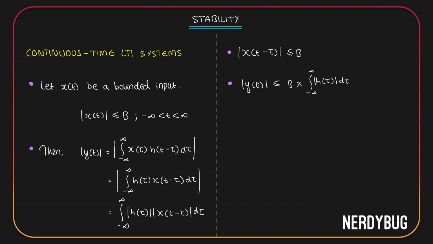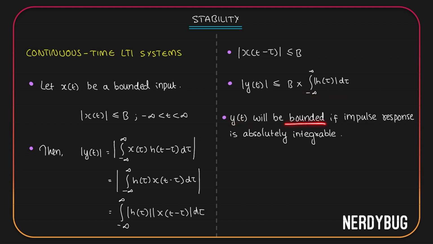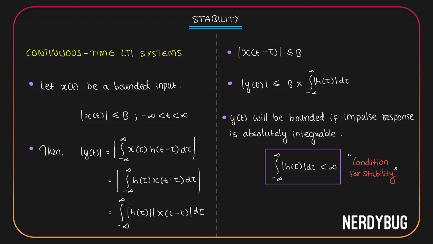For the system to be stable, we need y of t to be bounded. That is, magnitude of y of t should be a finite value, not infinite. B is already finite. So if this is finite, then our system is stable. So we can conclude y of t will be bounded if the impulse response is absolutely integrable. The integration should have a finite value. That is integral from minus infinity to infinity, magnitude of h of tau d tau should be less than infinity. This is the condition for stability for a continuous time LTI system.